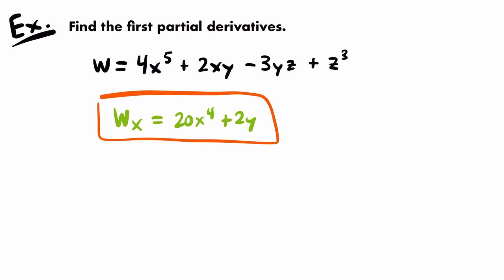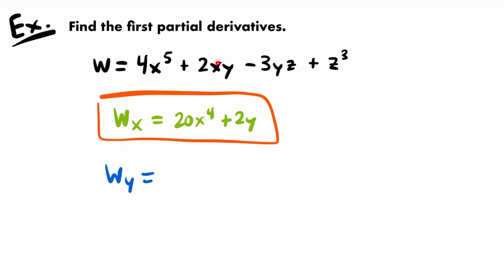Now let's find the partial derivative with respect to y. So we're going to be taking a derivative with respect to y and treating x and z as constants. And so right away with this first term, there are no y's. It's just 4x to the power of 5, and we're treating x as a constant, so this whole term is a constant, so the derivative is 0. So you could write down 0 and then add the derivative of the following terms, but that's not really necessary, so I'm just going to erase that and move on to the next term where we have 2xy.